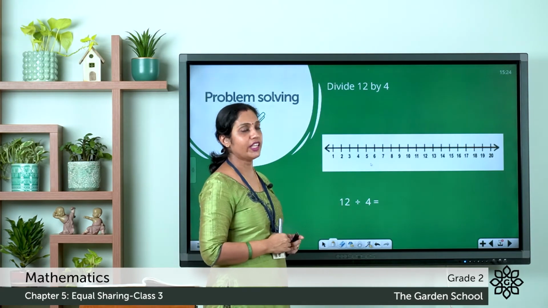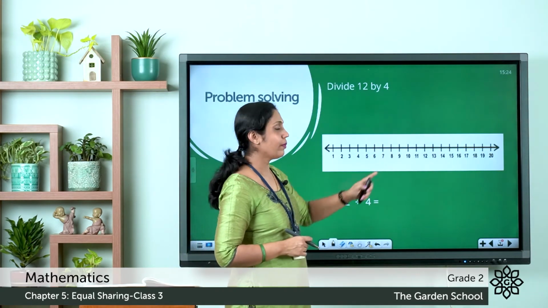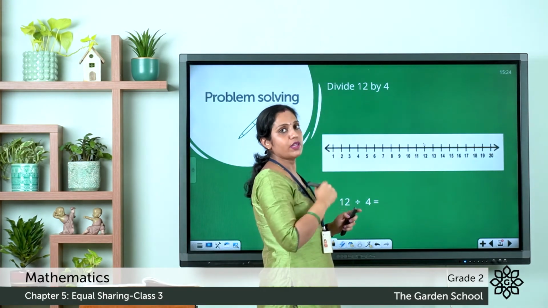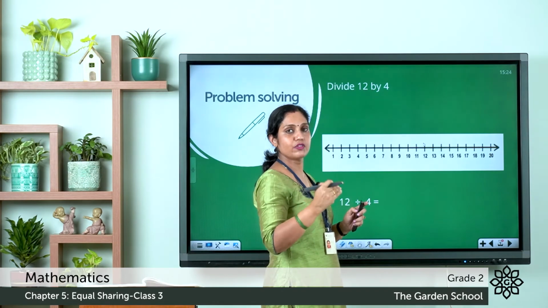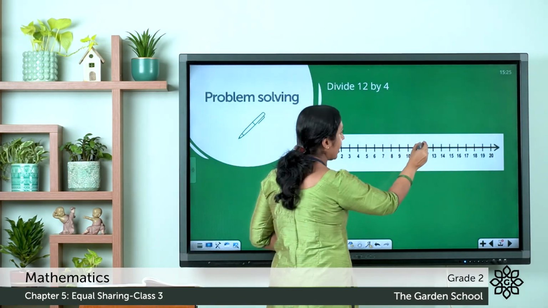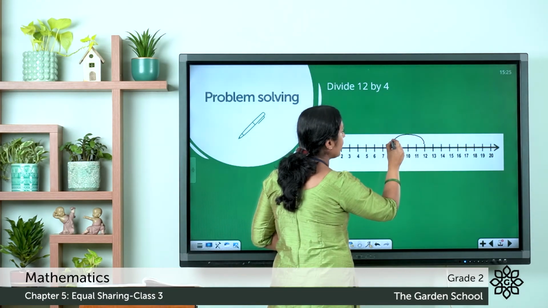So let's start drawing here. Let's take the number 12. So from 12 we have to go 4 numbers backwards. So 12 minus 4. How much is 12 minus 4? It is 8. So let's draw a line from 12 to 8.